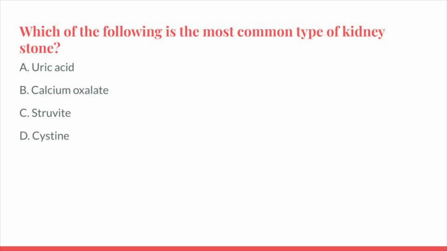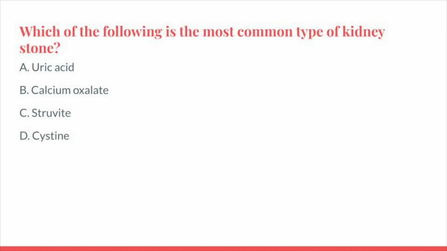And now it's time for NCLEX style questions. Which of the following is the most common type of kidney stone? Is it A, uric acid, B, calcium oxalate, C, struvite, or D, cystine? The answer is B, calcium oxalate.